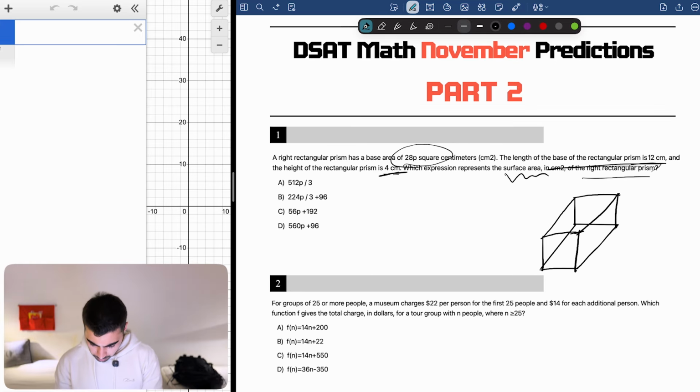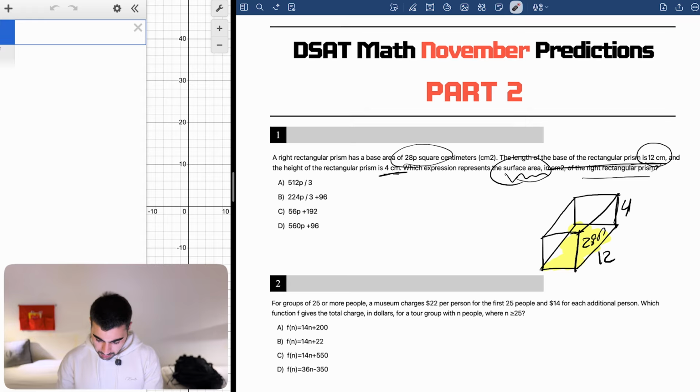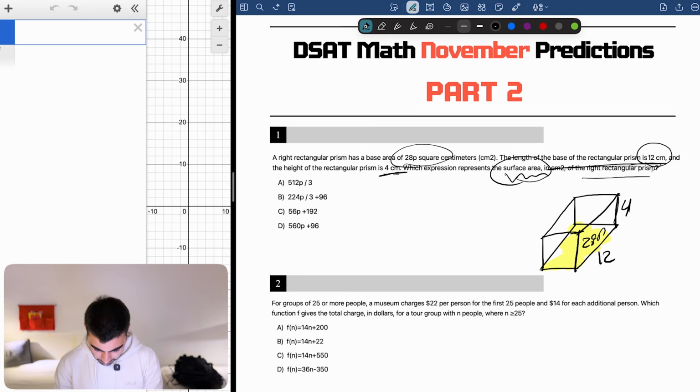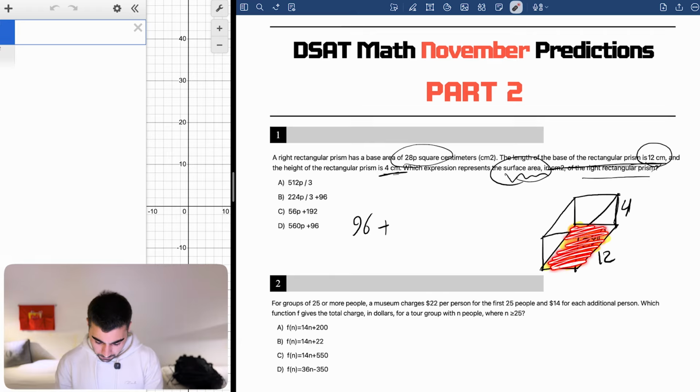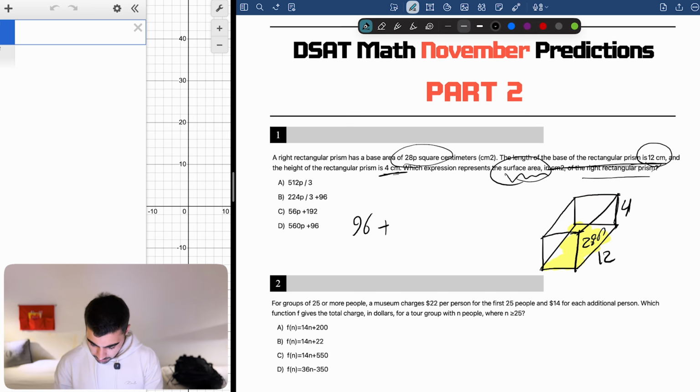So here is a right rectangular prism where 12 centimeters is the length of the base. We have the height, which is 4 centimeters, and we know that the area of the base is 28π, right? So we're looking for the surface area of this rectangular prism. The surface area is basically going to be the sum of all the areas of these faces. We know the length and the height of this face, so that's going to be 4 times 12, 48, times 2, because we have 2 of them, it's going to be 96. Now we already know the area of this face. It's 28π, so 2 times 28π is the sum of these two faces. That's going to give us 56π.